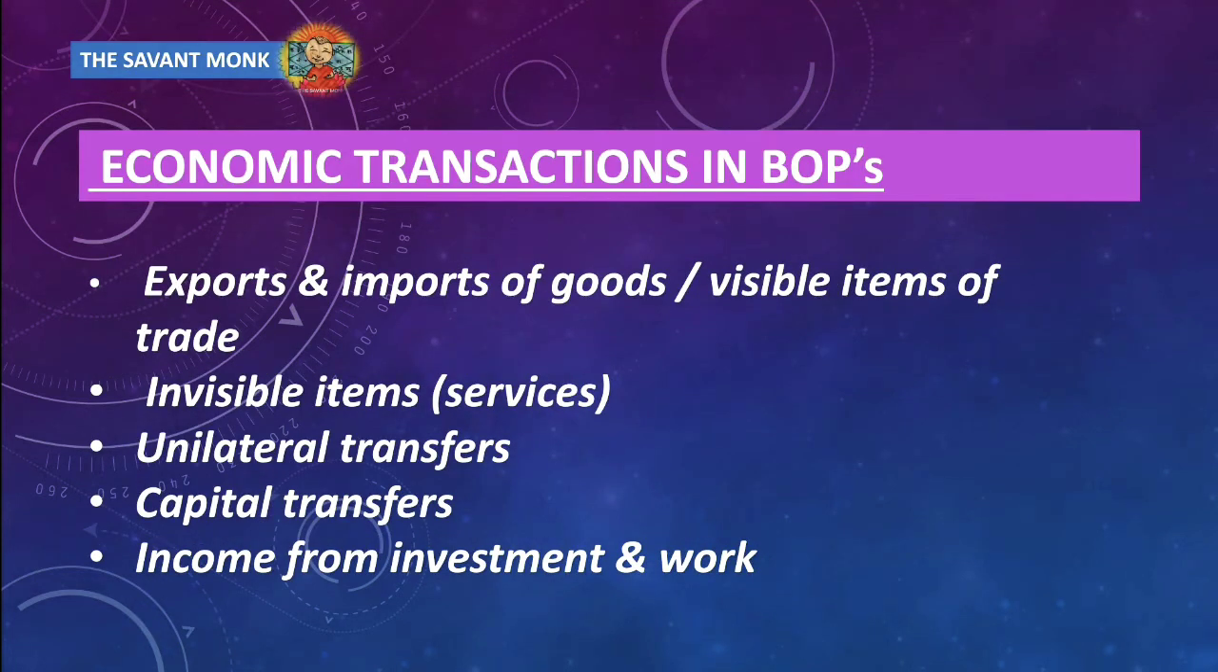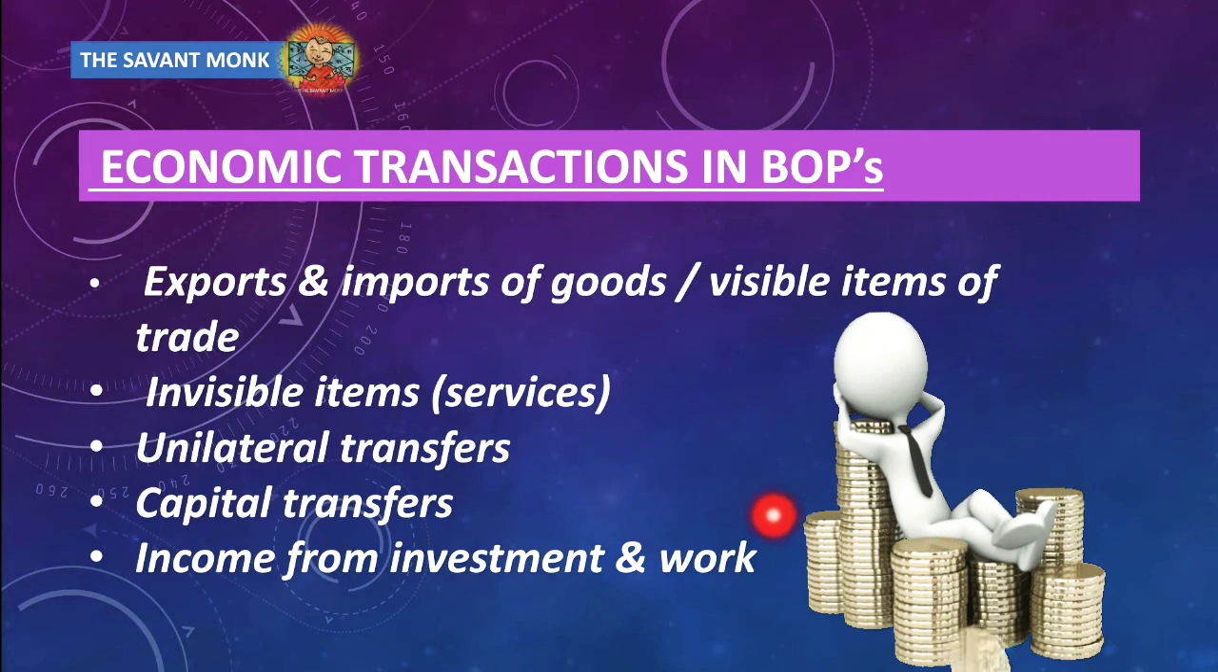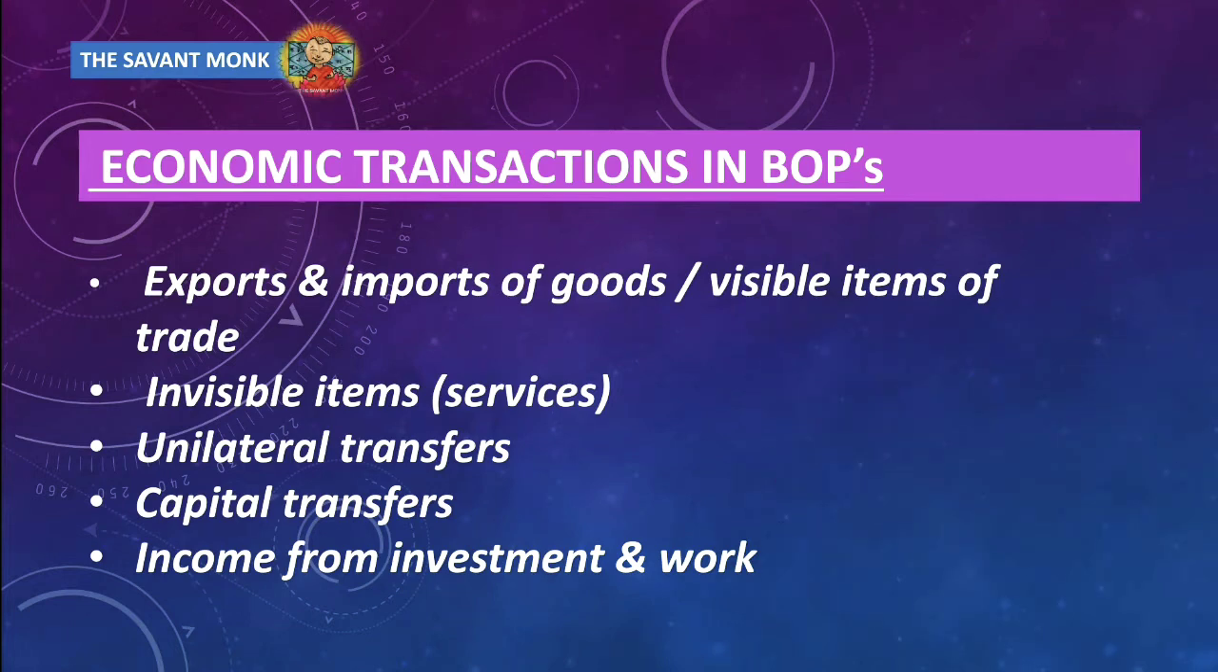Economic transactions in balance of payments consist of exports and imports of goods, visible items of trade, invisible items, services, unilateral transfers, capital transfers, and income from investment and work. Exports and imports of goods or visible items of trade include all types of physical goods that are exported and imported. These are called visible items because such goods can be seen, touched and measured and are duly recorded at customs barriers. Talking about the second component of economic transactions, it is invisible items or services.